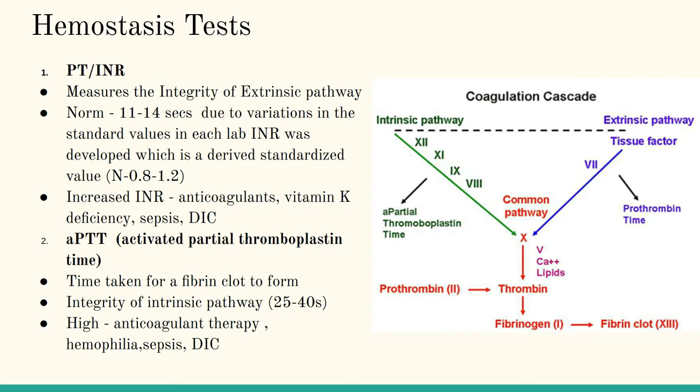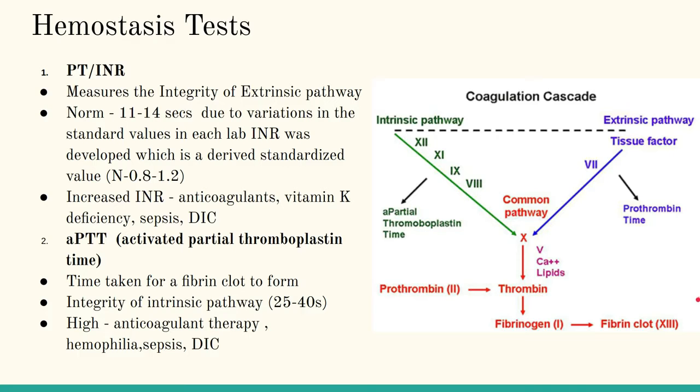So because of that, there is something called the INR, which is the International Normalized Ratio. This is a standardized value that can be used anywhere in the world. So the normal INR is 0.8 to 1.2. An increased INR would indicate the use of anticoagulants like warfarin, vitamin K deficiency, sepsis, and DIC.